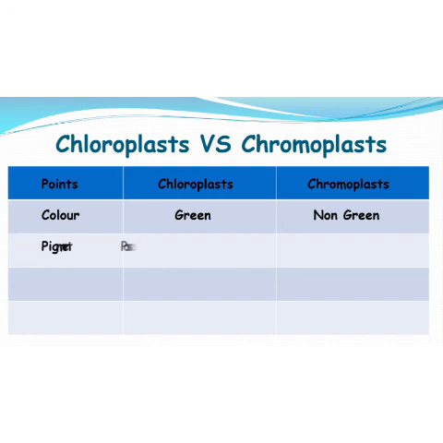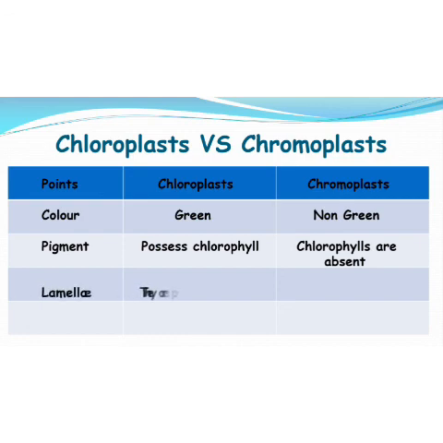The pigment that they contain: chloroplasts possess chlorophyll, whereas chromoplasts do not have chlorophyll present in them, but there are other pigments which give their color, right? Lamella, which we have seen in the figure, the part which joins two different grana, is present in chloroplasts, but is absent in chromoplasts.